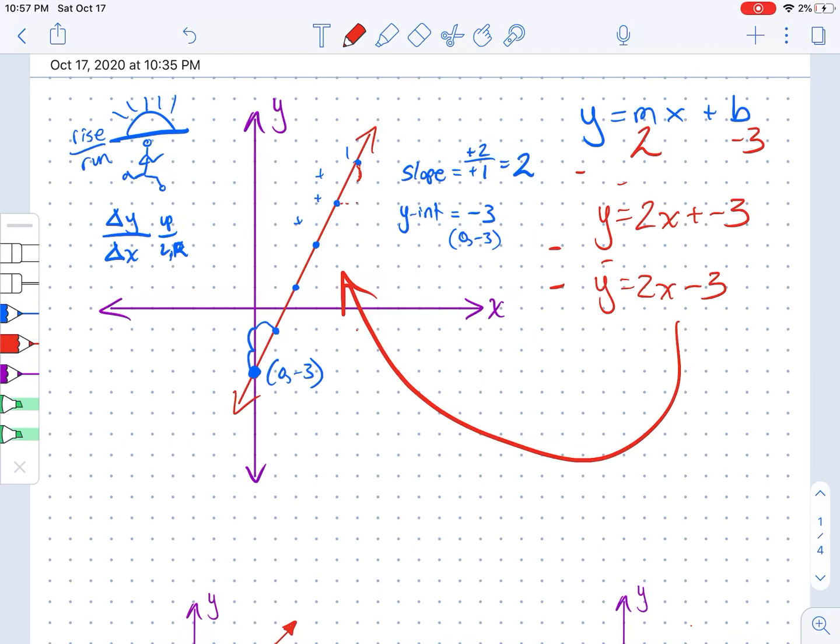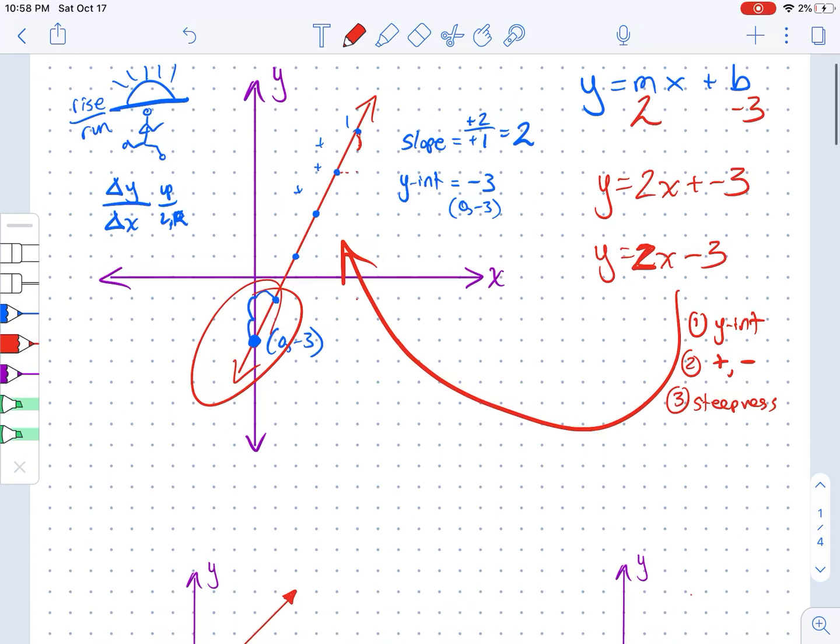I'm going to pause and check a few things. First, I'll check my y-intercept. Should it be negative? Yes, there it is. Second, I'll check my direction. Is it a positive or a negative slope? Well, this looks like a good economy. It's a positive 2, so it's a positive slope, so that makes sense. Finally, I'm going to consider the steepness. A slope of 2 seems decently steep, so I think that makes sense. So I think this is the correct equation for this line.